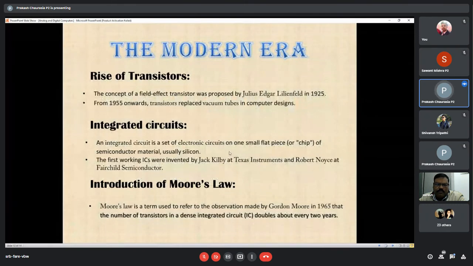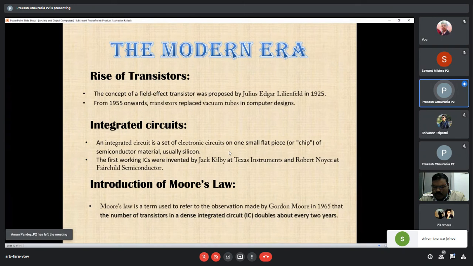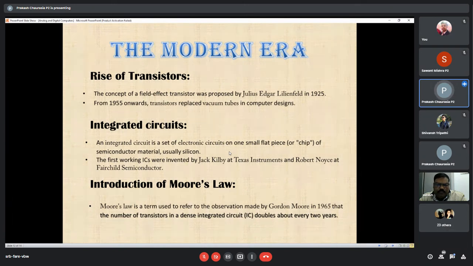Then in the modern era, nowadays we don't use the analog computer. We use digital computers. The reason is the rise of the transistor. In past times, we mostly had analog computers, but they were not very fast in speed. This changed with the rise of the transistor in the modern era. From 1955, they replaced the vacuum tubes that were previously used in computer design. We got integrated circuits too. It's a set of electronic circuits on a very small chip. This is the reason why we have computers in our pockets nowadays.